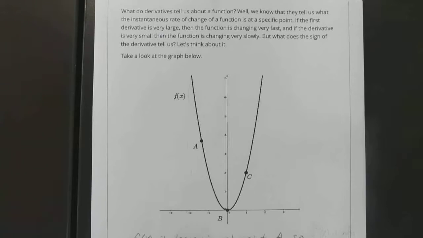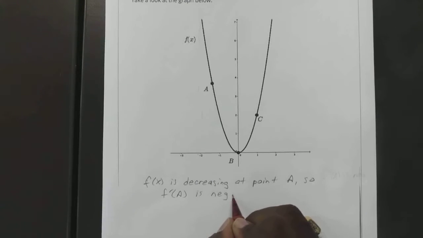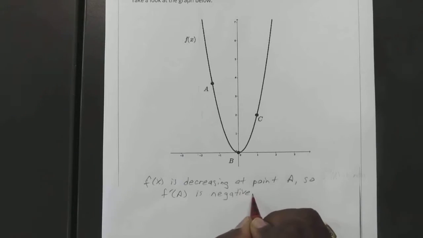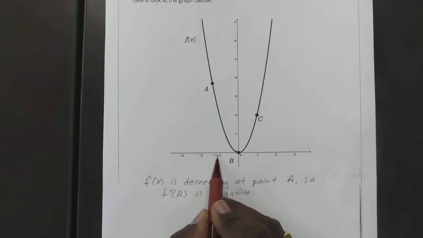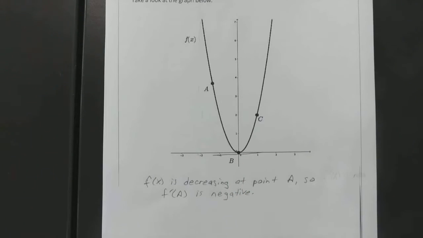So f prime of A is negative. Now when you get to B, just like with any other slope, if you have a slope of 0, then it's just a horizontal line. When your slope at that particular point is 0, then your f prime of b is going to be 0.